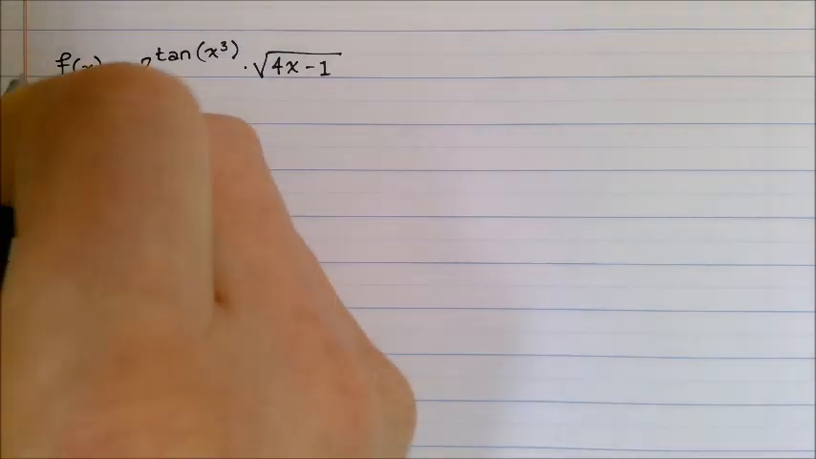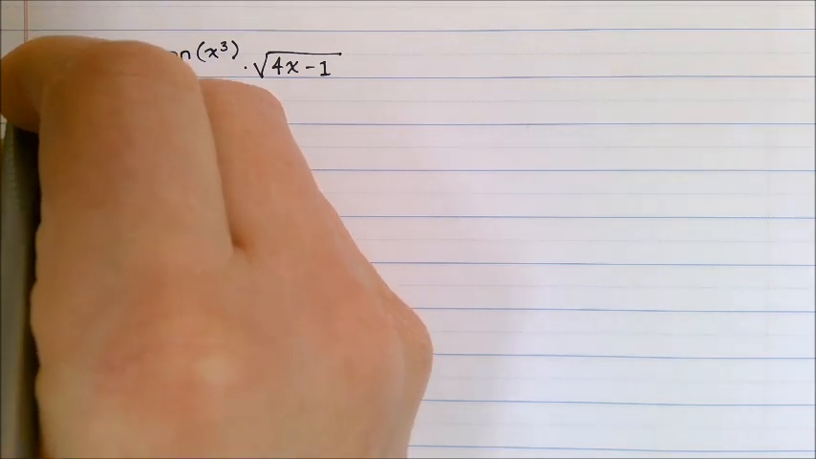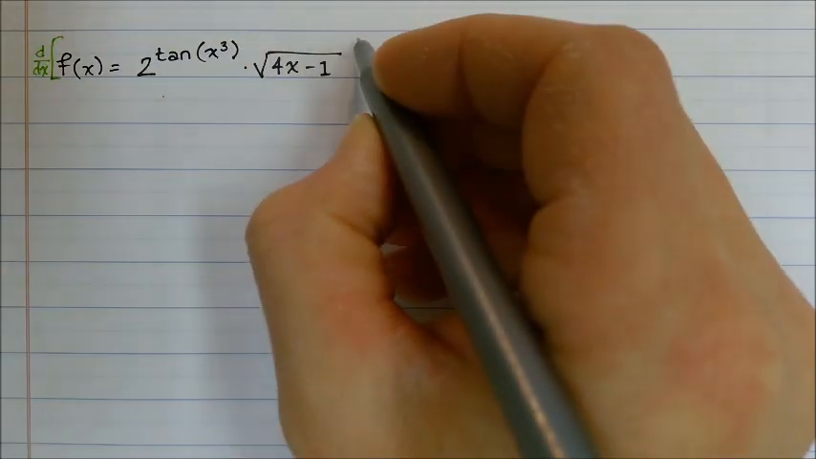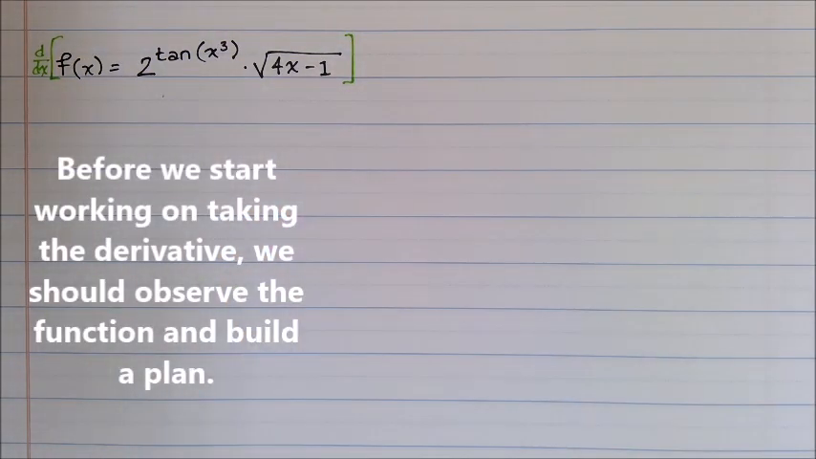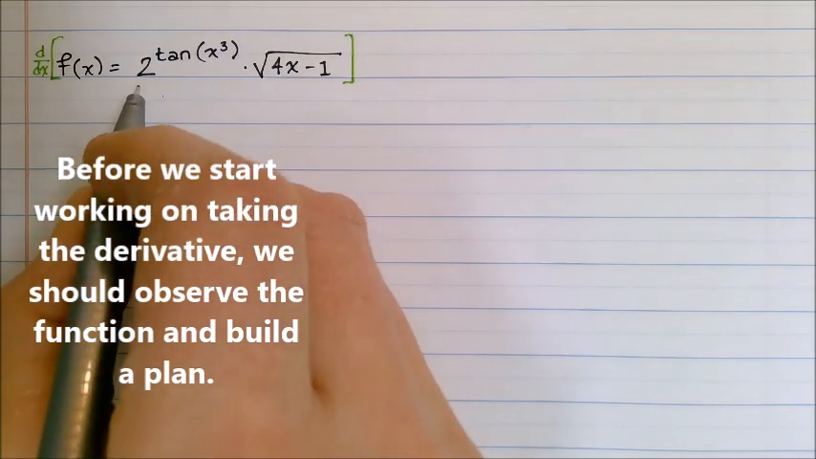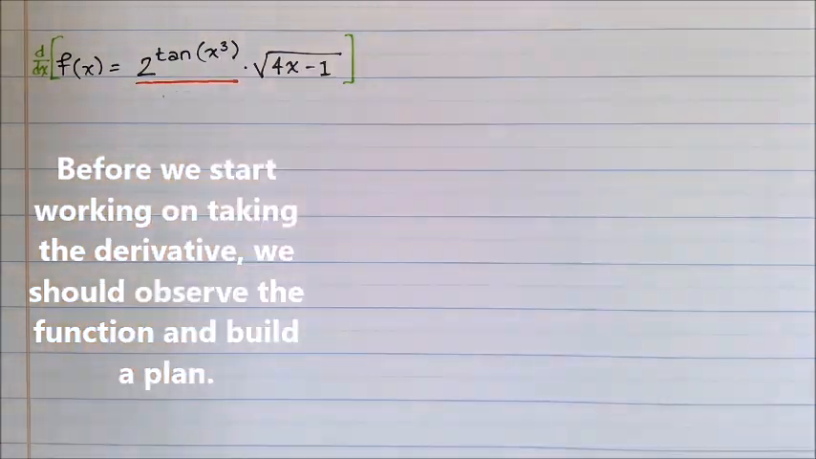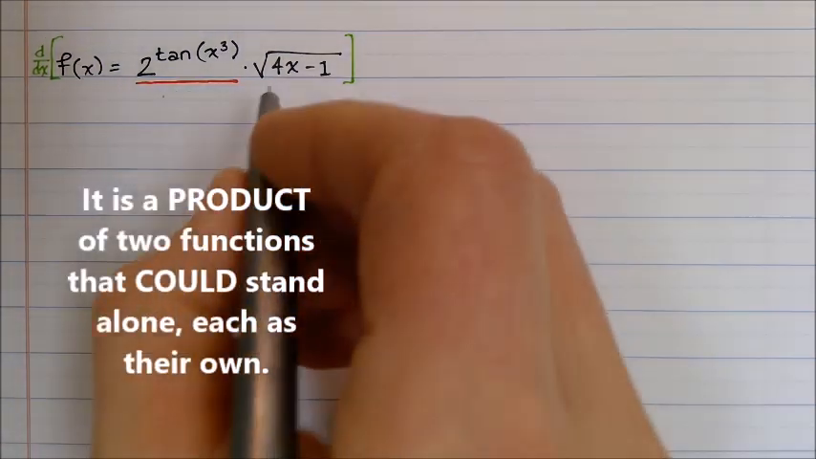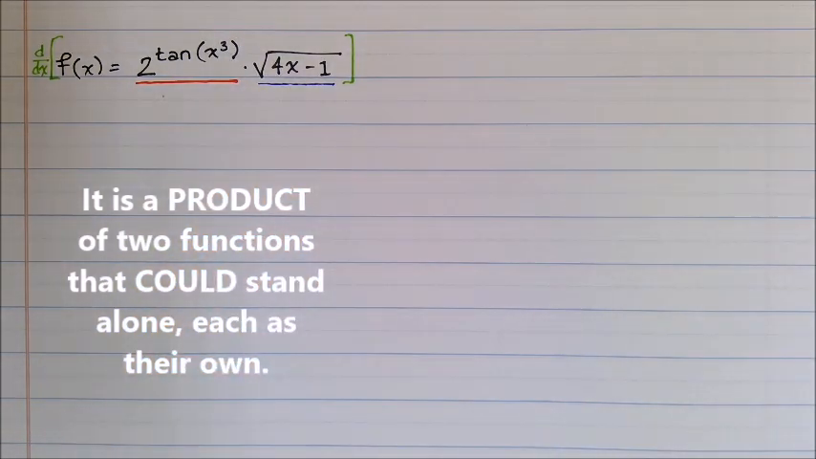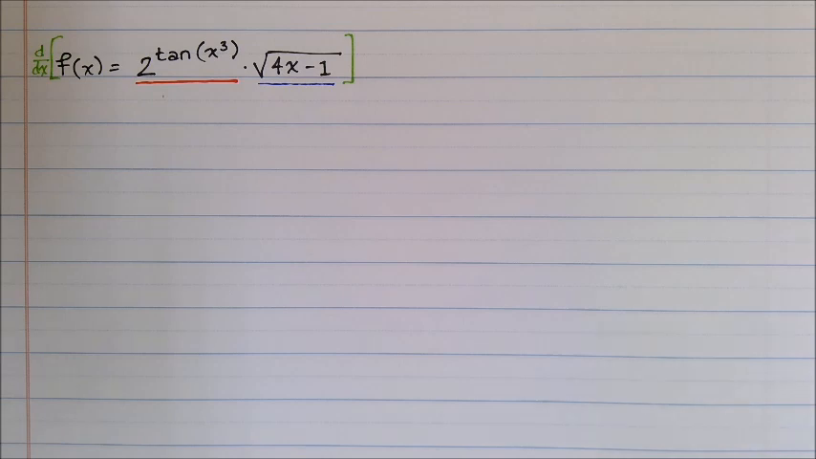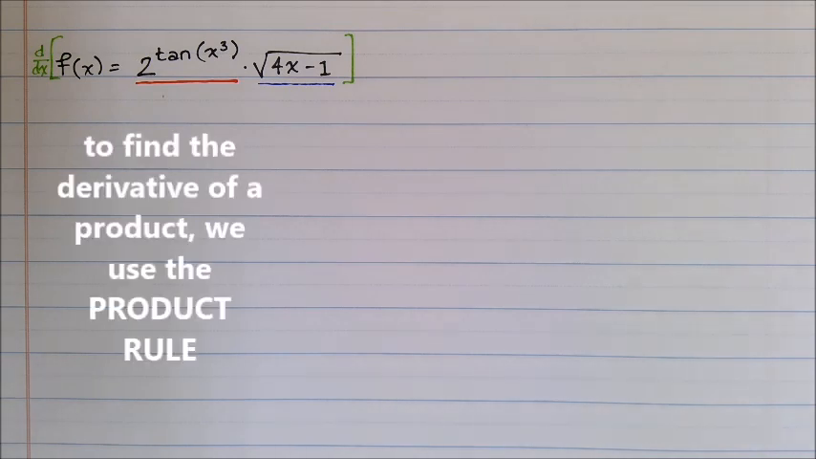We're going to try to find the derivative of this function with respect to x. So a couple things to notice about this function right away. Number one, it is composed of two factors, right? It's the product of two functions of x that could stand alone themselves. For that reason, we're going to have to apply the product rule.